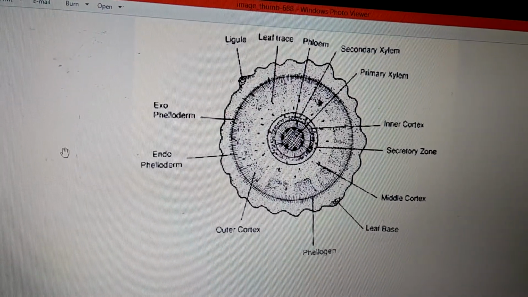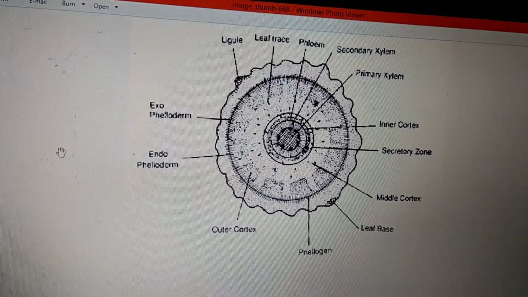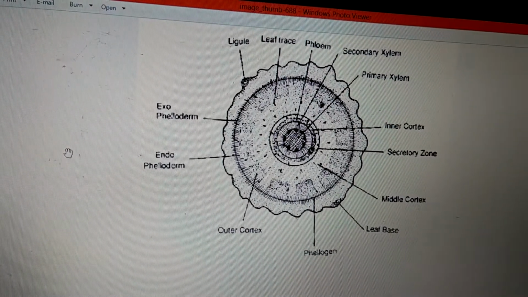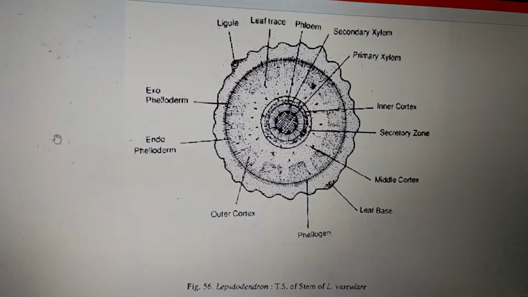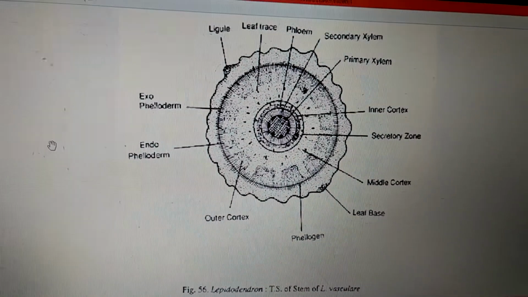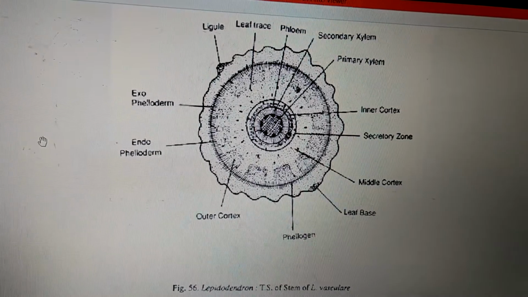Now, what exactly is periderm? The periderm is produced by the phellogen, which produces the phelloderm towards the interior, followed by the phellem towards the exterior. We know all this from our secondary growth sessions. So this was a description regarding the secondary growth.